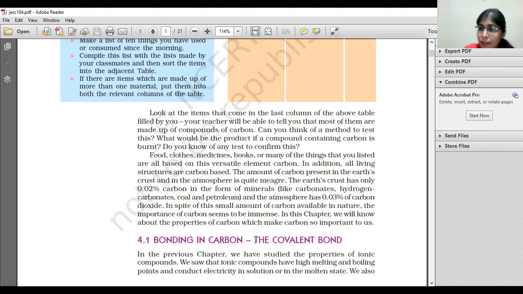That's why we say that we should not destroy nature. We should not destroy the trees and plants.